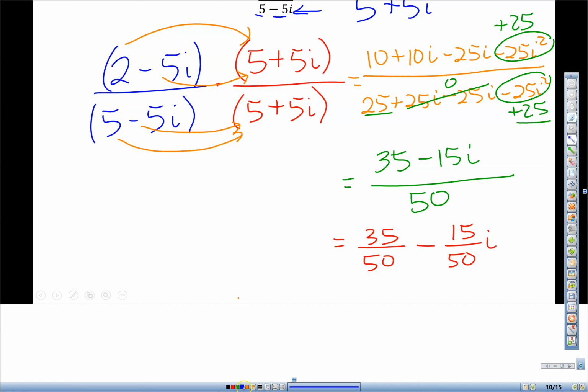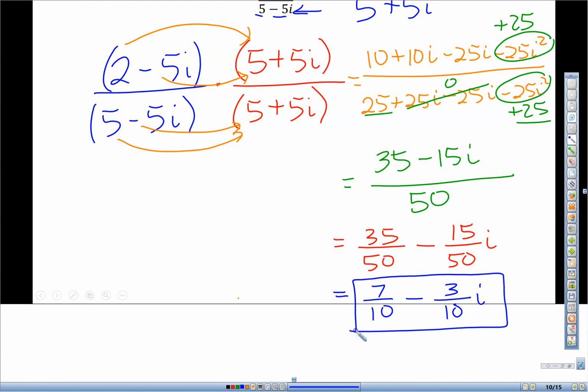And then reducing again, 35 and 50 have a common factor of 5, so that is going to give me 7 over 10. And 15 and 50 have a common factor of 5 also, so that's going to give me 3 over 10 times i. And there's my complex number quotient, the answer to a division problem in its simplest a plus bi form.